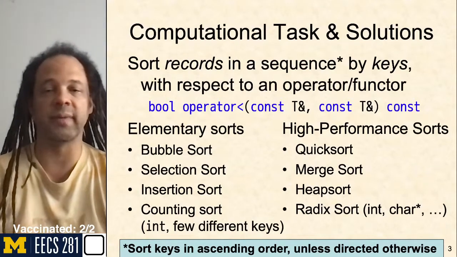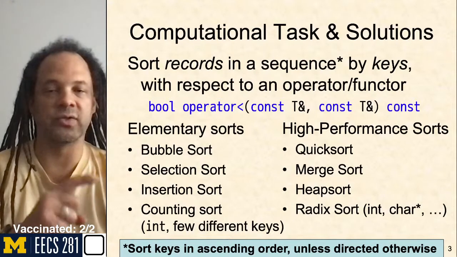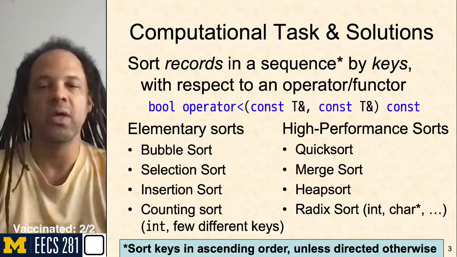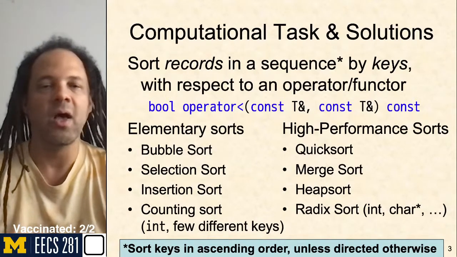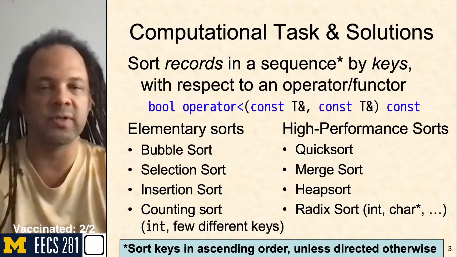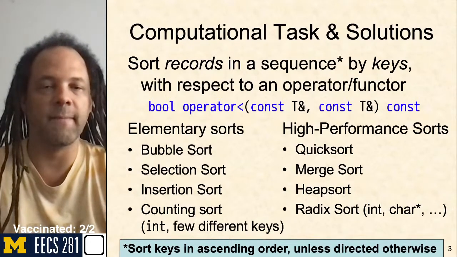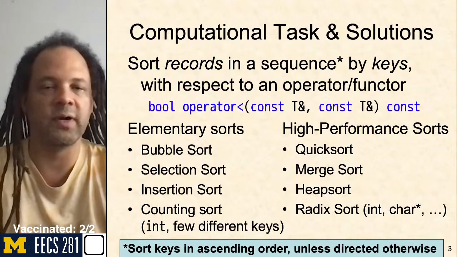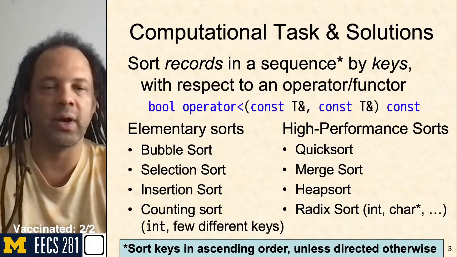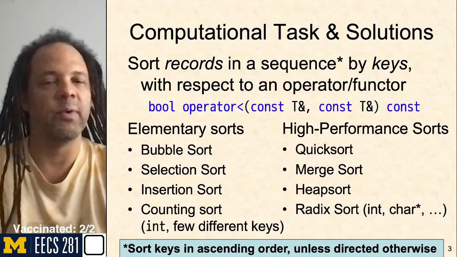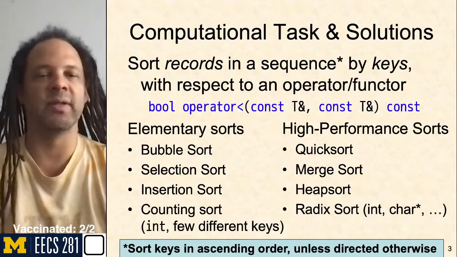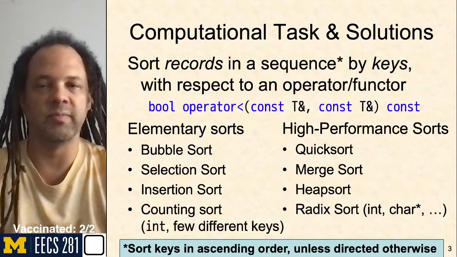The elementary sorts we're going to be talking about: bubble sort, selection sort, insertion sort, and counting sort. We'll go through those today. On the other side there, the high performance sorts, we've got quick sort, merge sort, heap sort, which we've already taken a look at while we were working on heaps. And then radix sort, which is another type of sort that we don't really discuss, but it's a very commonly used high performance sort, so it is mentioned here.